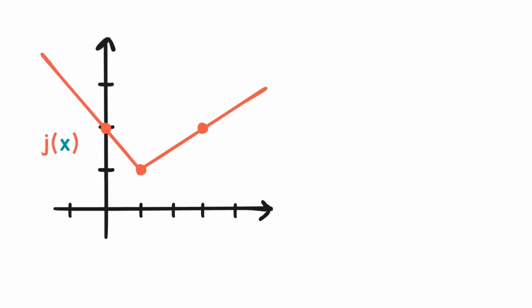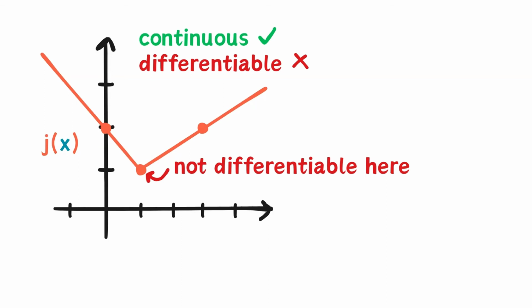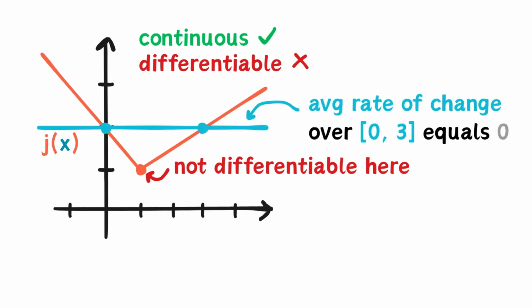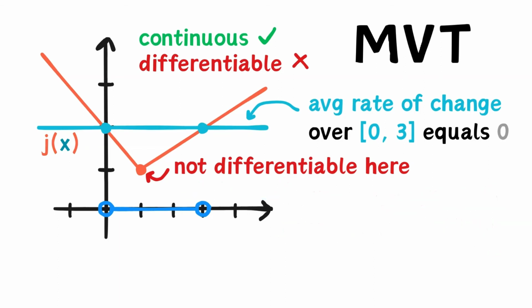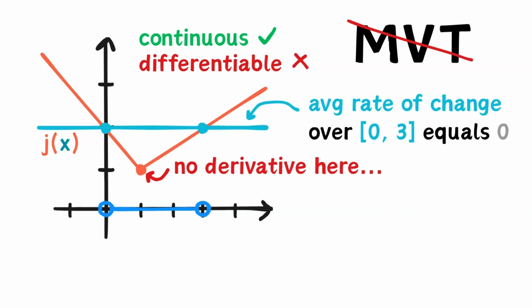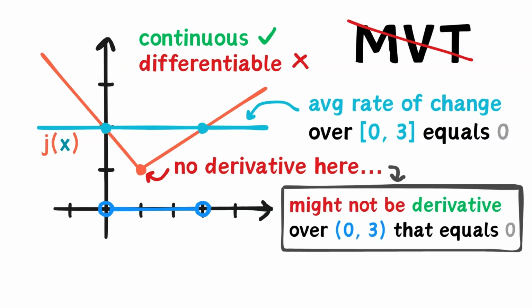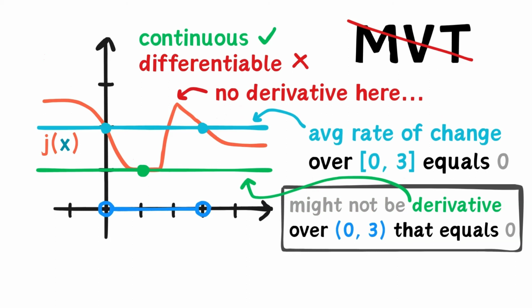Check out this function, j of x. J is a continuous function, but it's not differentiable at 1. Since the average rate of change over the interval from 0 to 3 is 0, can we prove using the mean value theorem that somewhere between 0 and 3, there must be a derivative that equals 0? Well, no. Here, the mean value theorem would not apply. As you can see on the graph, because the derivative does not exist at 1, there doesn't have to be a point where the instantaneous rate of change equals the average rate of change. Now, of course, there might be, but it's not guaranteed.